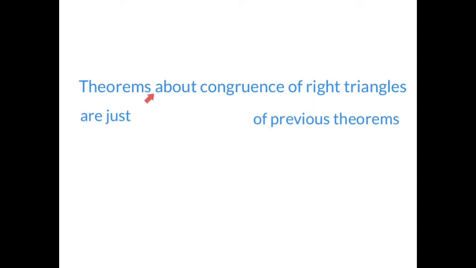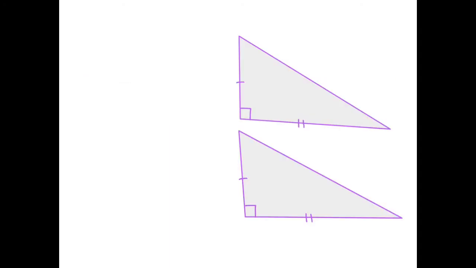But the thing about it is that these theorems that we're about to talk about of congruence of right triangles are just special cases. So let me add in here, special cases of previous theorems, which technically means you're not going to learn any new skill here. It's just applying those side, angle, and angle, side, specifically to right triangles. And we'll take a look at that as we go through these examples.